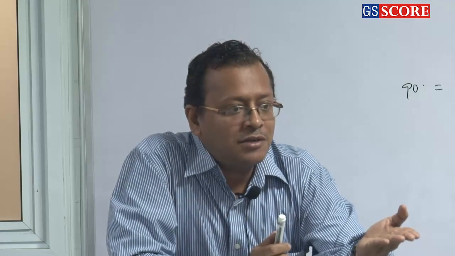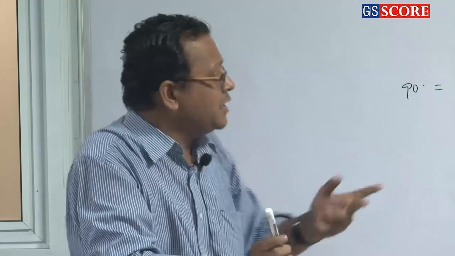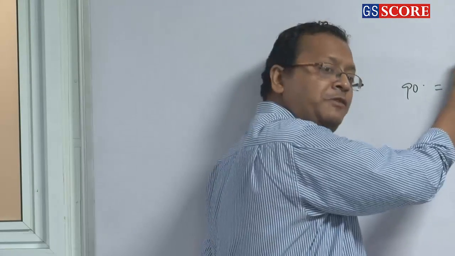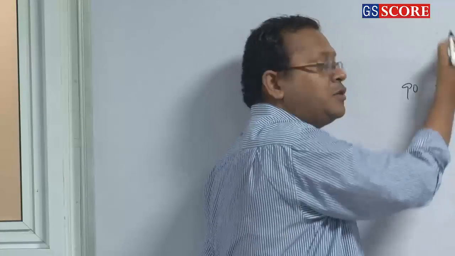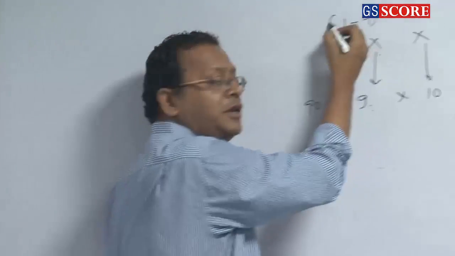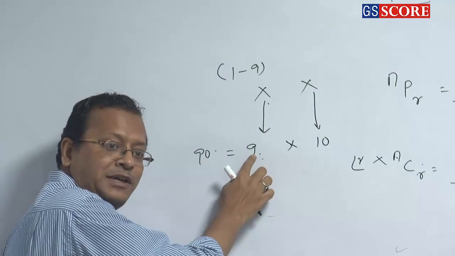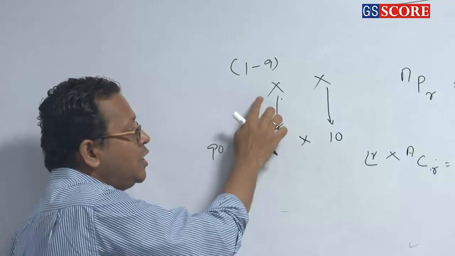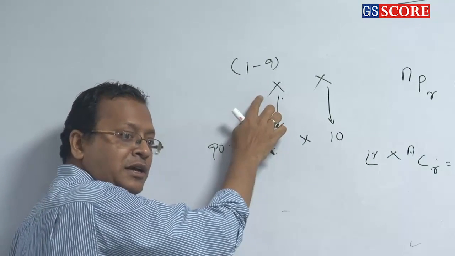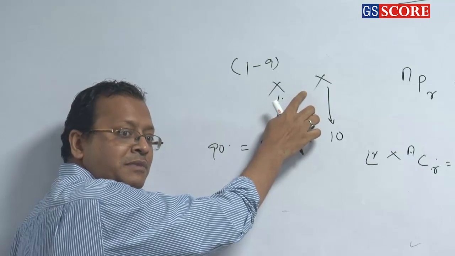How much? 81. Sir, how to do it? No problem. So the first place can be filled up in how many ways? 9 ways, because from 1 to 9 you will fill up in how many ways? 9 ways. Now if I filled up with 1, I will not use 1 here, but I can use 0 here.